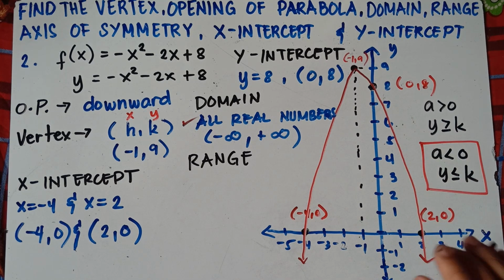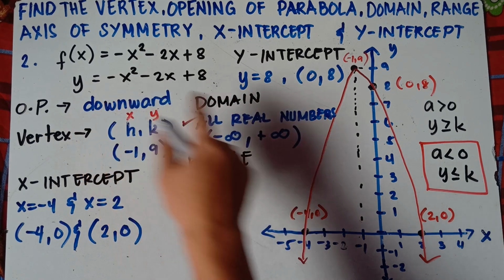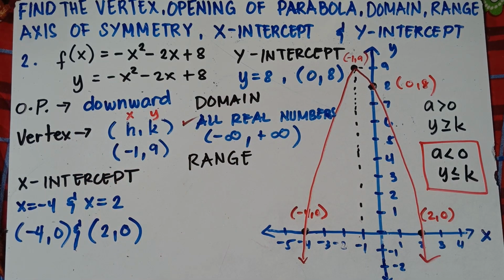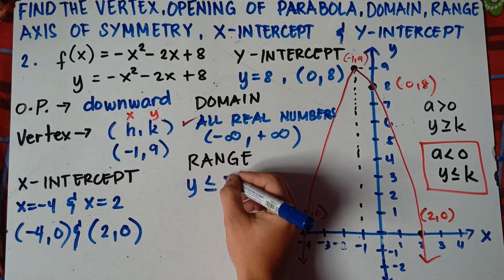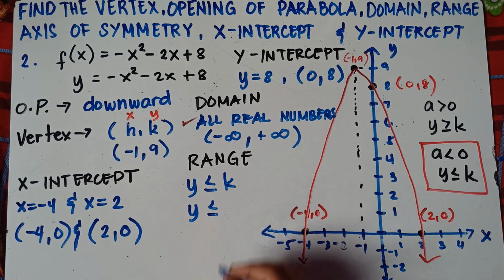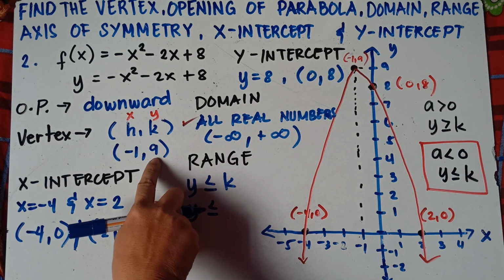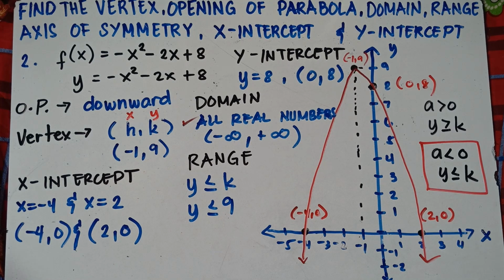Why is that, sir? Because our a is negative 1. We checked that a while ago. Beside x squared, our a is negative 1. So we will use this equation. So y is less than or equal to k. So copy y less than or equal. What's the value of k, class? That's correct. K is positive 9. So that's the value of the range, class.